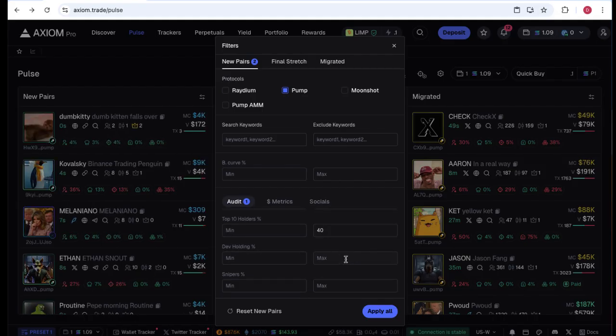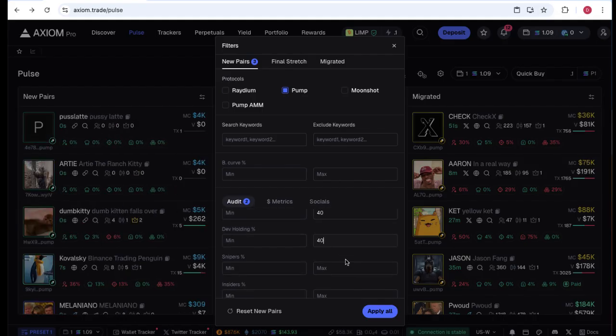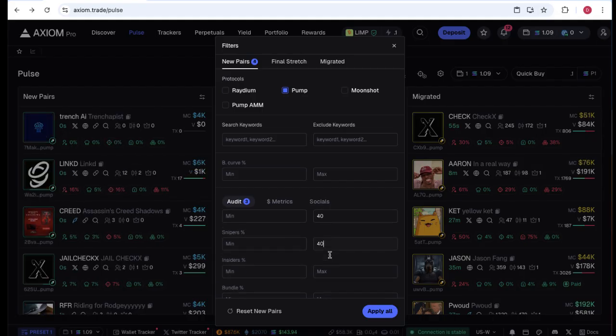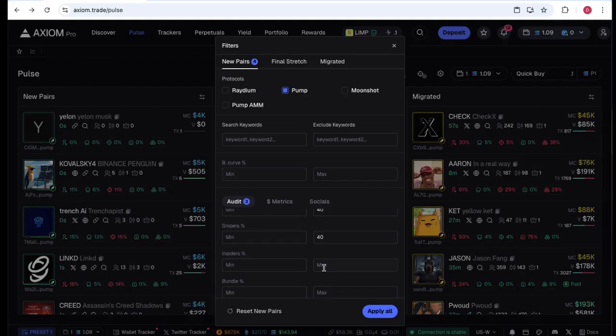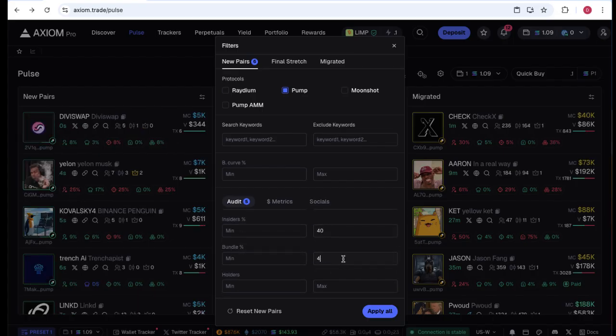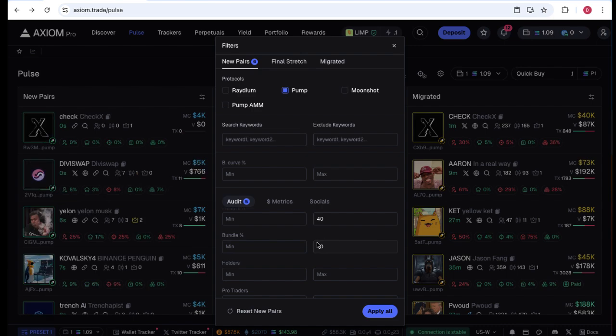Dev holding 40%, same thing. If it's 40% or more, I don't even want to see it. Snipers, if it's more than 40% snipers, don't even show it to me. Insiders, if they got more than 40% of the supply, we're not going to even see it. This is what's going to save us a lot of time. Bundled, if it's more than 40% bundled, don't show it to me.